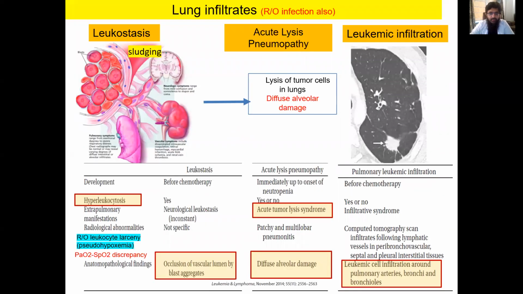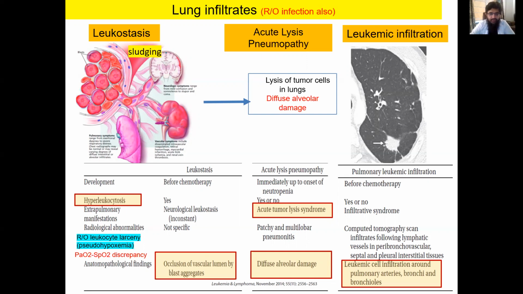Now coming to lung infiltrates, which are also very important to understand in patients with hematological malignancies. The common lung infiltrates are either due to infection or due to non-infectious complications like leukostasis, acute lysis pneumopathy or leukemic infiltration. Leukostasis is seen in patients with hyperleukocytosis due to sludging of the blast cells inside the pulmonary vasculature or the vasculature of the CNS or the kidneys, and the symptoms are due to hyperviscosity and occlusion of the blood flow to the organ.